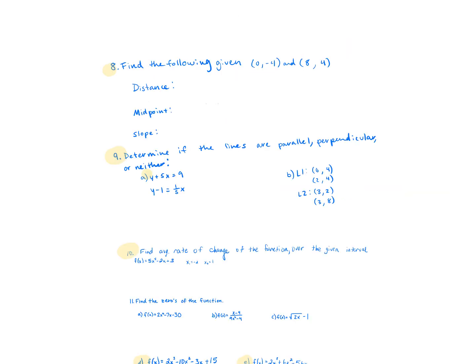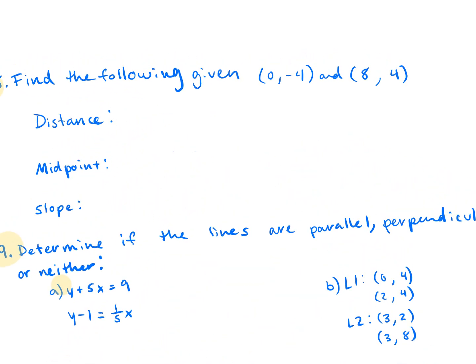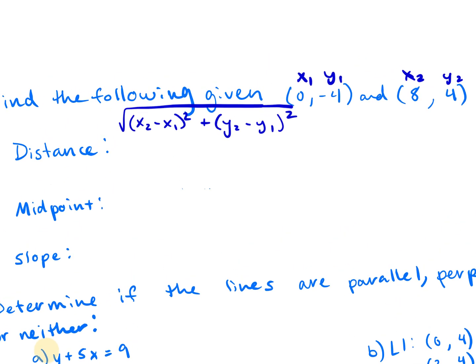All right, on the next page, let's look at 8. We want to find the following given the 2 points. So first, let's find our distance. Our distance formula is the square root of x2 minus x1 squared plus y2 minus y1 squared. I'm going to label my points, x1, y1, x2, y2, and then plug them in. So 8 minus 0 squared plus 4 minus negative 4 squared.